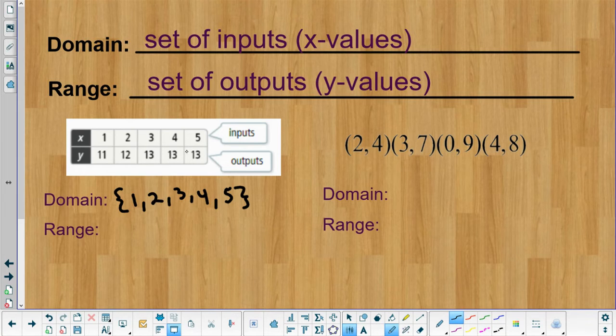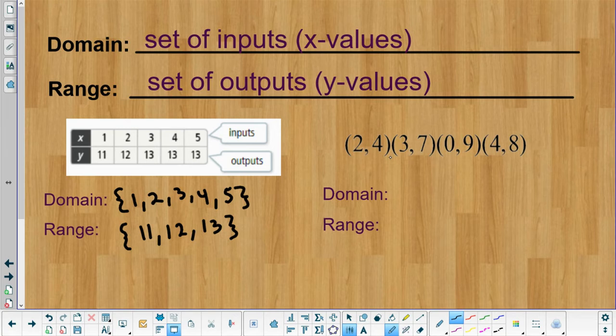Now for range, even though there are 5 numbers there, we only have 3 possibilities. We have 11, 12, and 13, because even though 13 repeats, we're not going to list it more than once. Okay, it's all of our possible Ys.